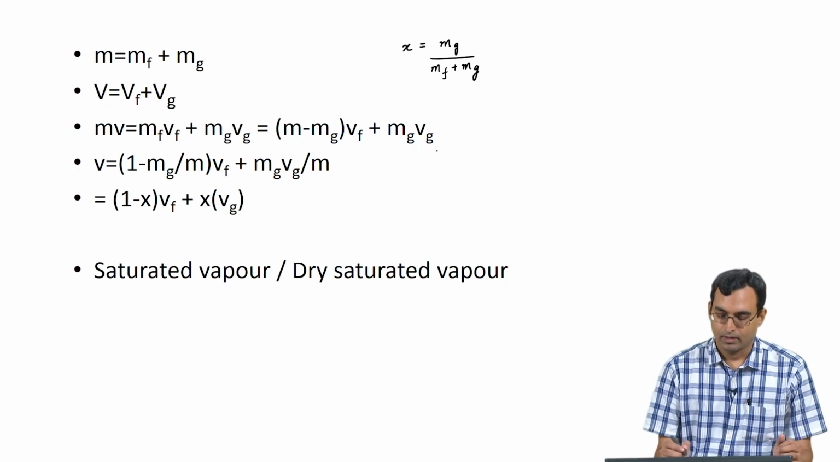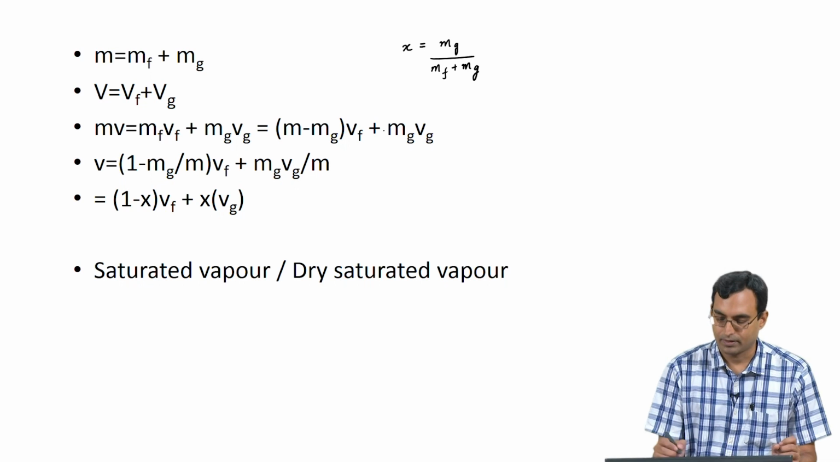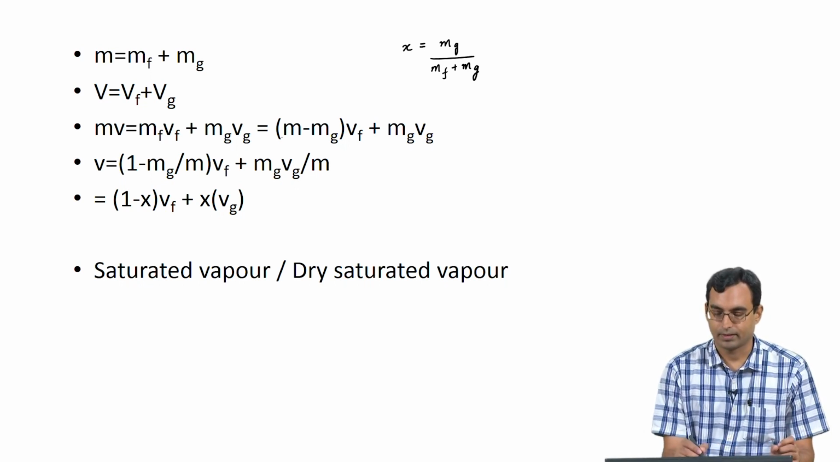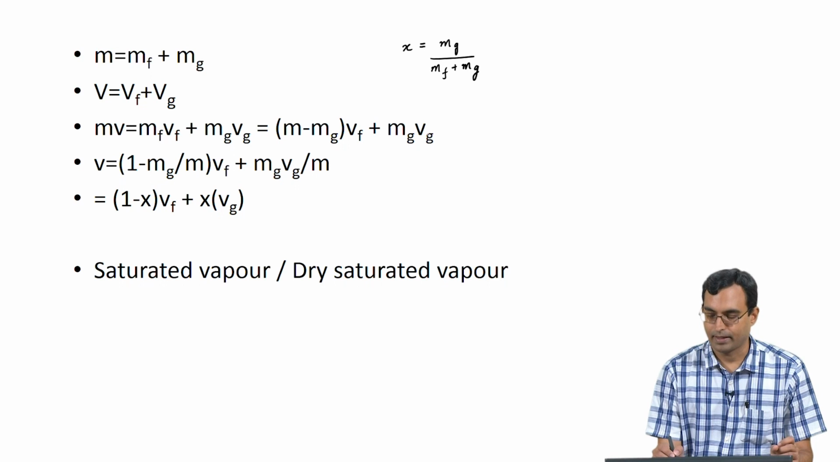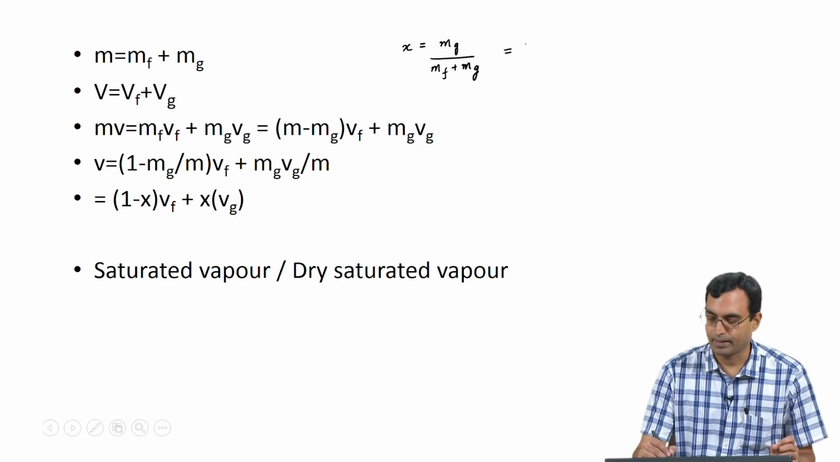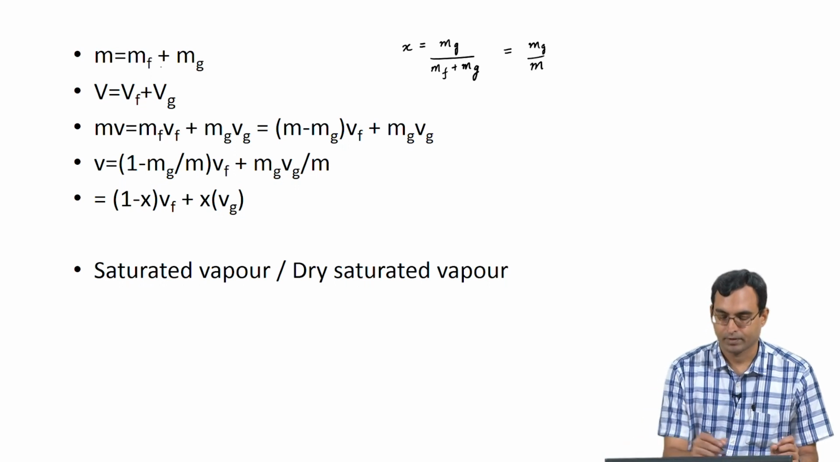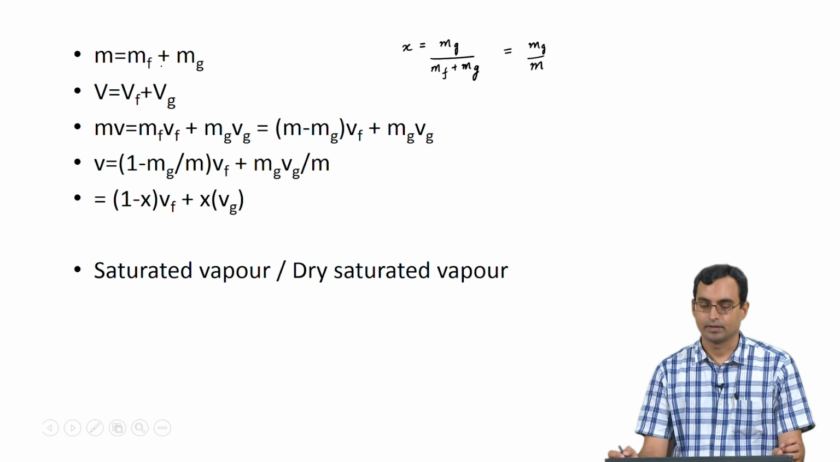What I can do is I have this expression now. So, I can divide by m, then I get V is equal to 1 minus mg by m into Vf plus mg by m into Vg. So, what we see is this is mg by mf plus mg, which is also essentially mg by m, because m is mf plus mg.